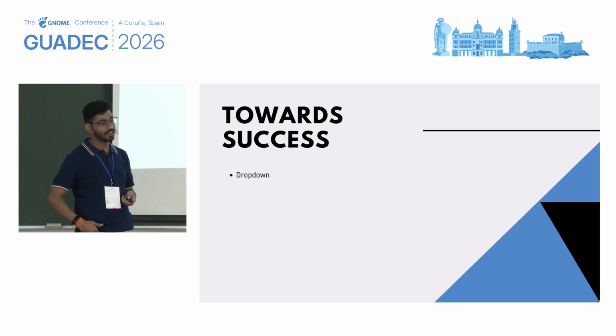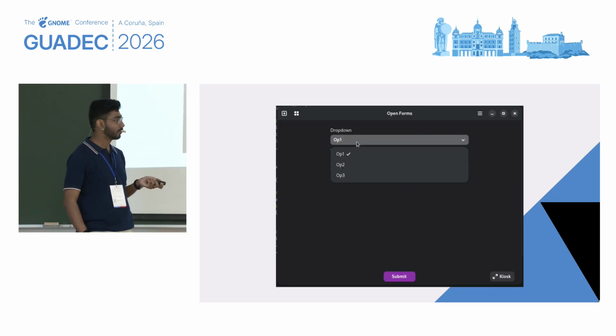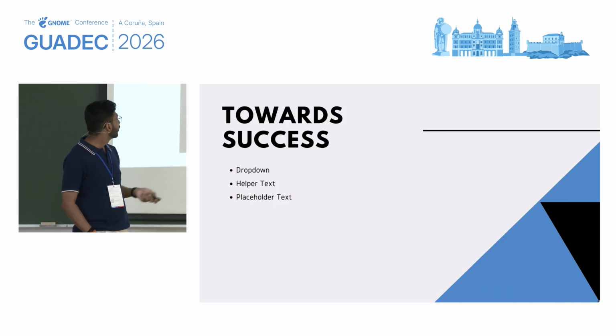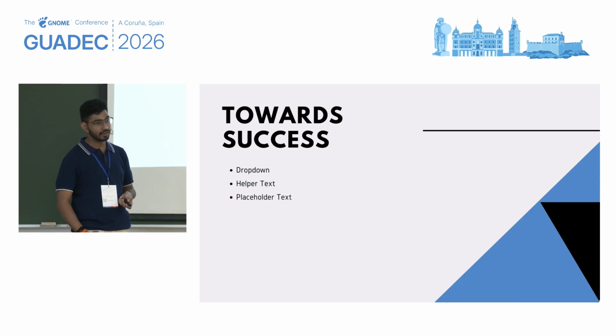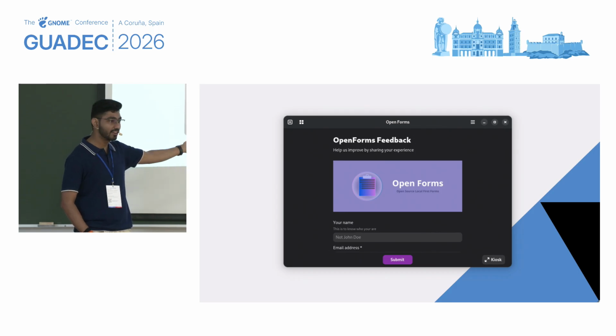So how did we go towards hopefully the success of the application? We added drop-down support, so you can just select any option you want. Field types are getting added every day as we speak. We added helper text and placeholder text. So finally you can have these kinds of helpers and not John Doe kind of placeholders, or whatever you want to add. You now have full customizability regarding that. So that one is also solved.